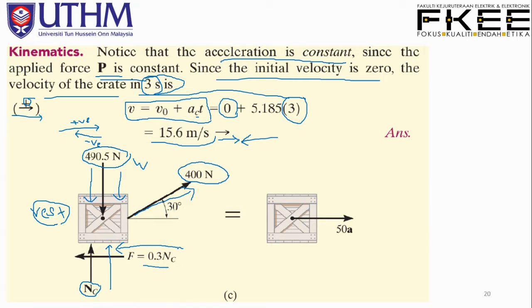So this is a free body diagram analysis, and then we convert to the kinematics approach. The kinematic approach comes in M and A, mass and acceleration. So 50 kg multiplied by A, with the direction of course.